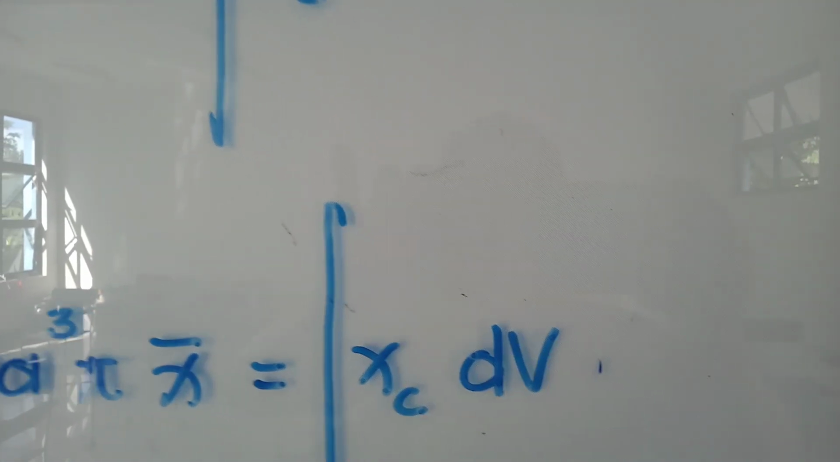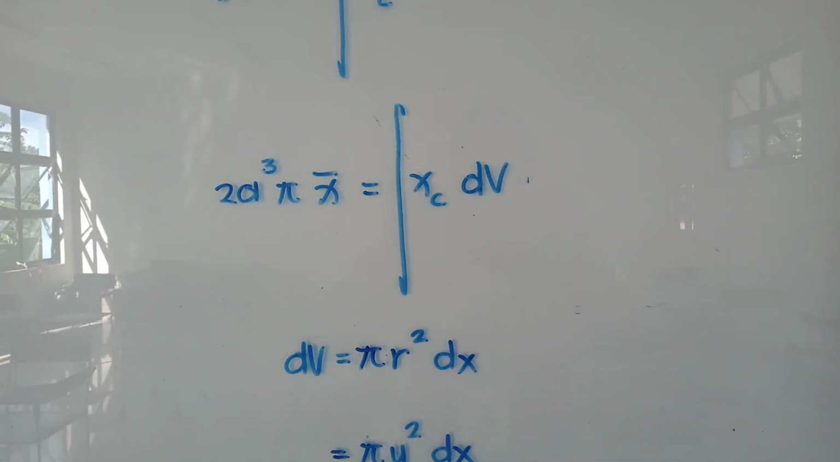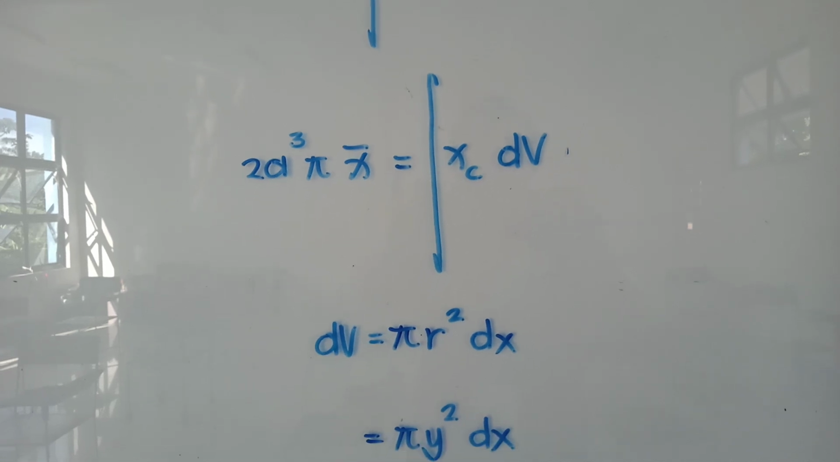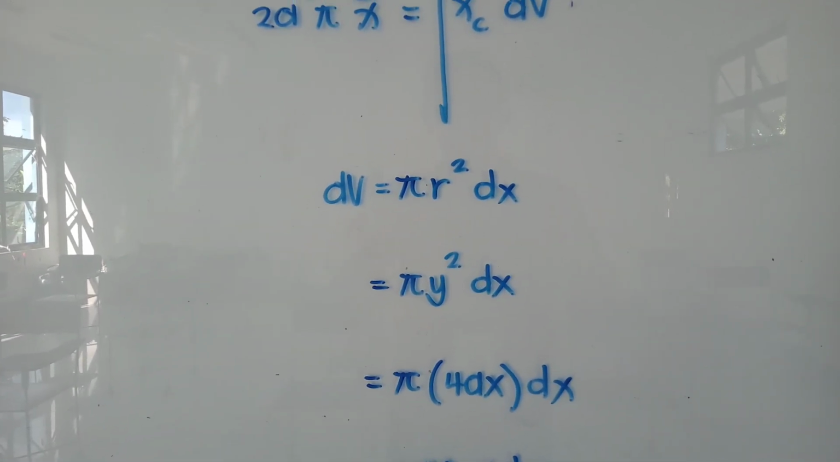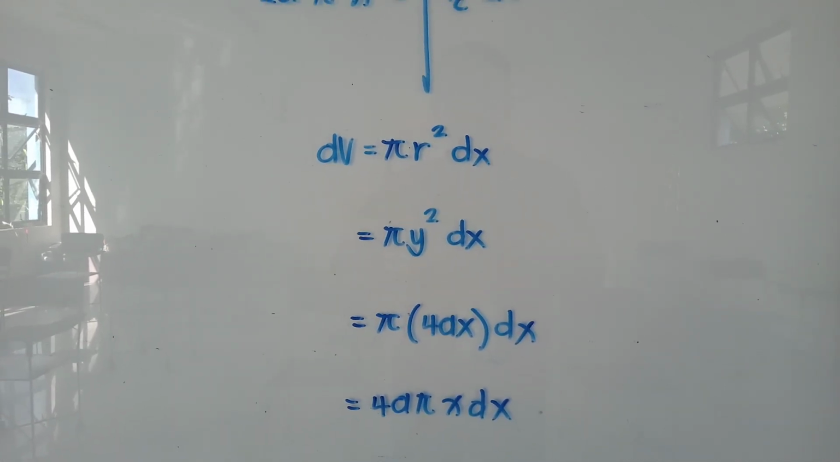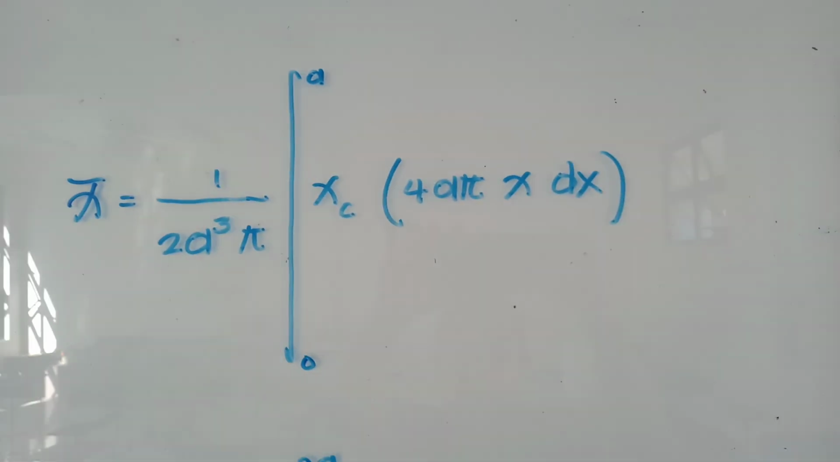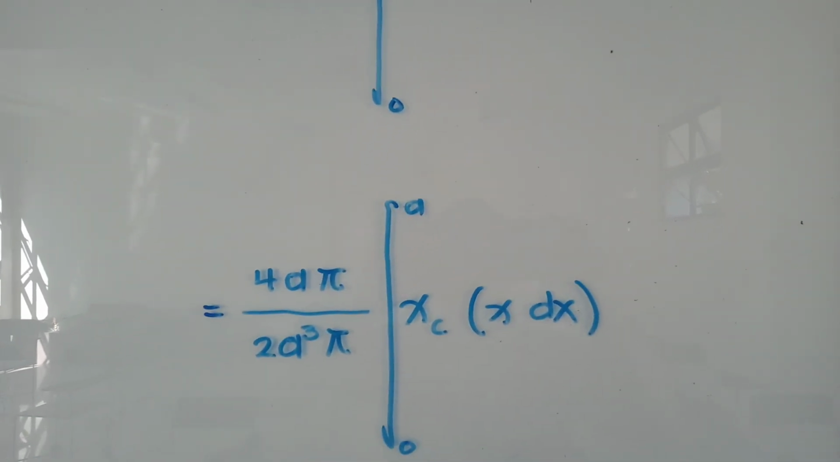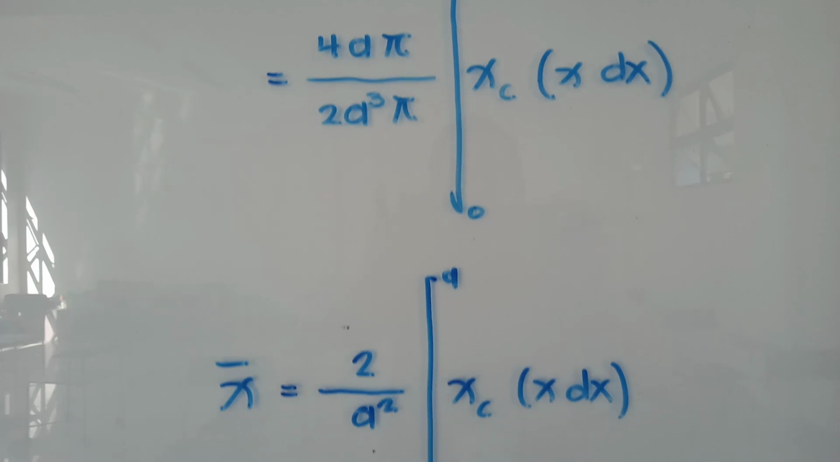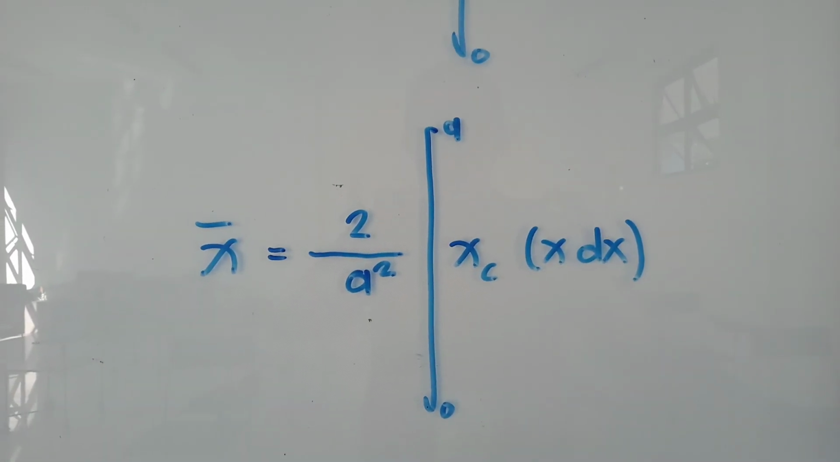We need the values of x sub c and differential of volume, but we can easily substitute the differential of volume from our previous solution, wherein r is equal to y and the square of y is 4ax. We will have this as our quantity to be substituted for differential of volume, and the result is this. Then simplifying further, moving the constants out, this is our equation for bar x.